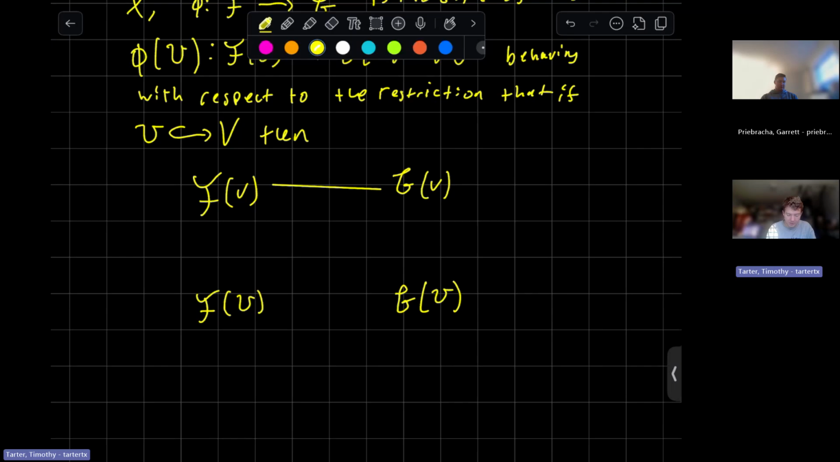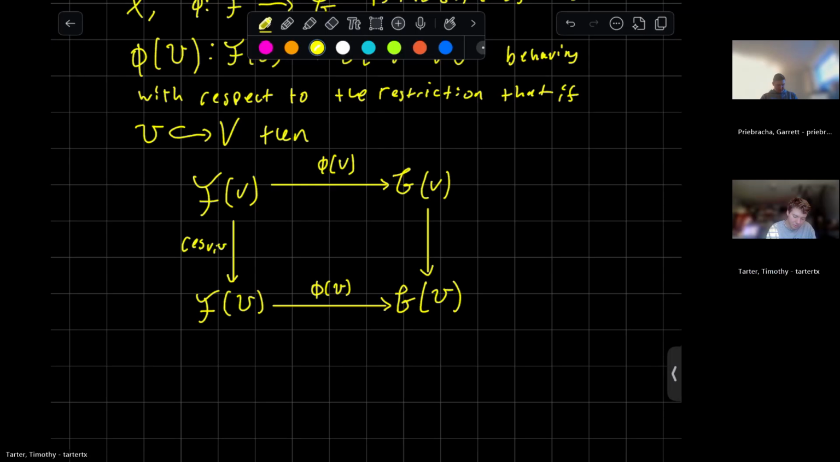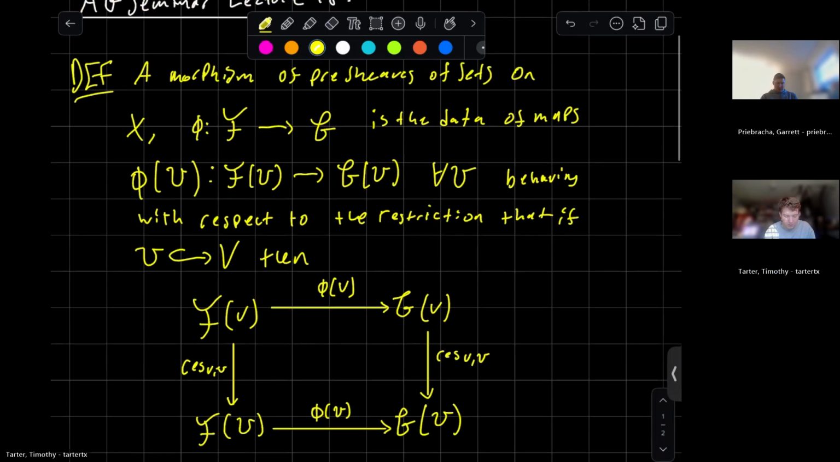Okay, so phi_V sends these things over to phi_U, and then respectively the restriction maps, res_VU. And this commutes.